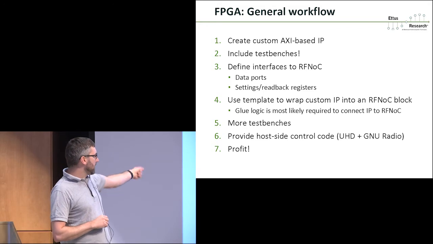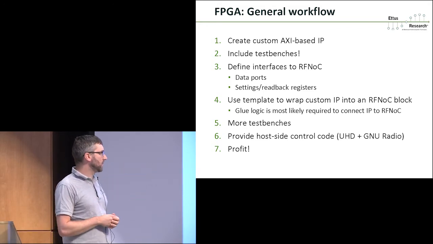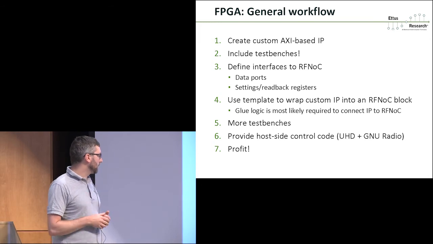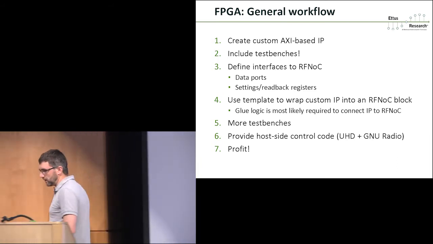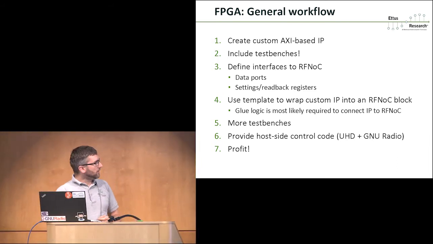And once you're confident that's working, you write those XML files that I mentioned earlier. And maybe you have to write some C++ code if it's more complex. I'll talk about that in a minute as well. And that's it. You're done. You can just drop down your RFNoC block in your flow graph and use it.